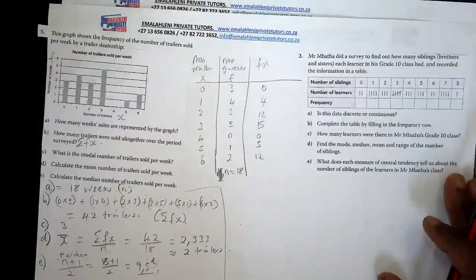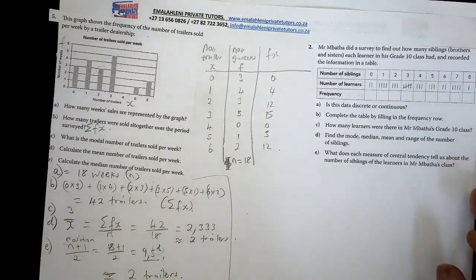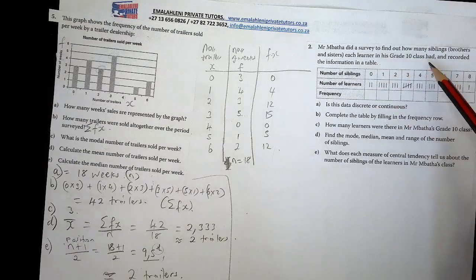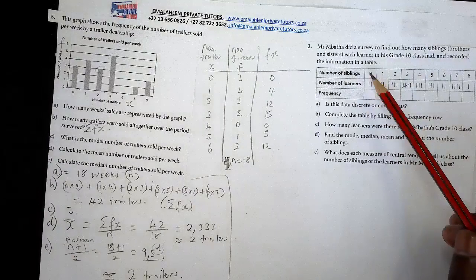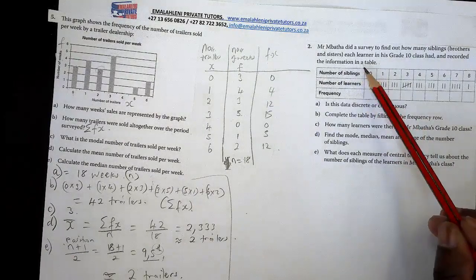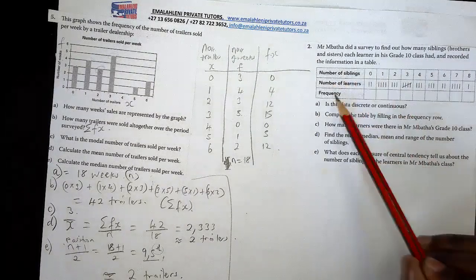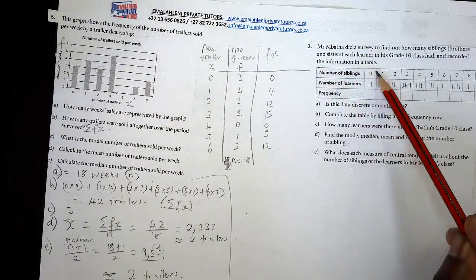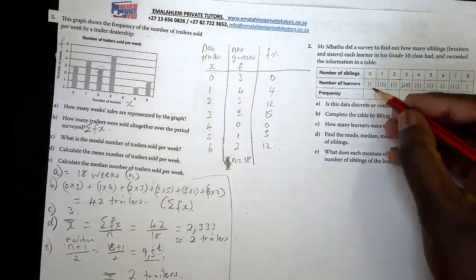Now this question is saying Miss Mbata did a survey to find out how many siblings, brothers and sisters, each learner in her grade 10 class had, and recorded the information in the table. So we want to find out how many siblings the learners have. Number of siblings, number of learners. Those who have 0 siblings, how many are they? We find that there are 2.